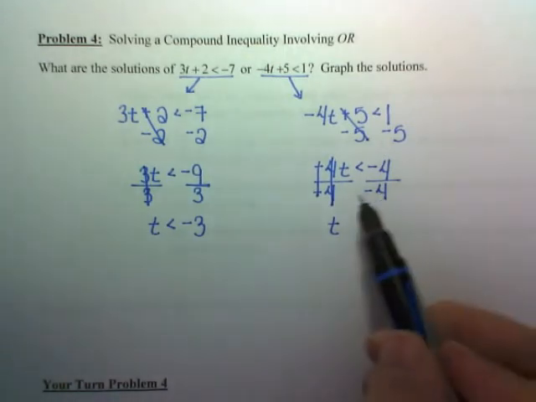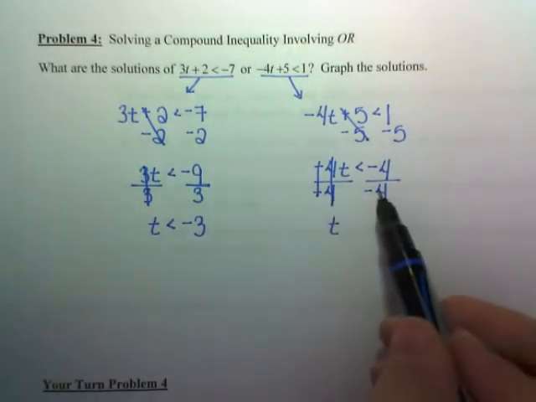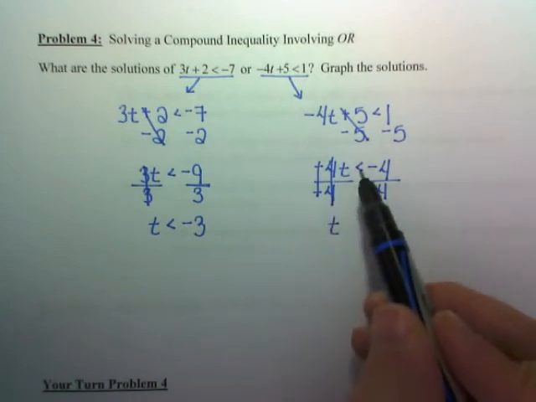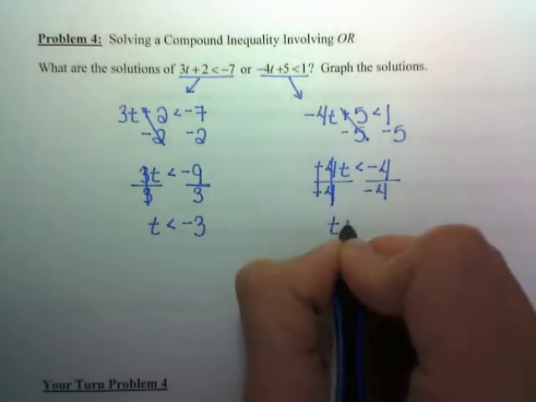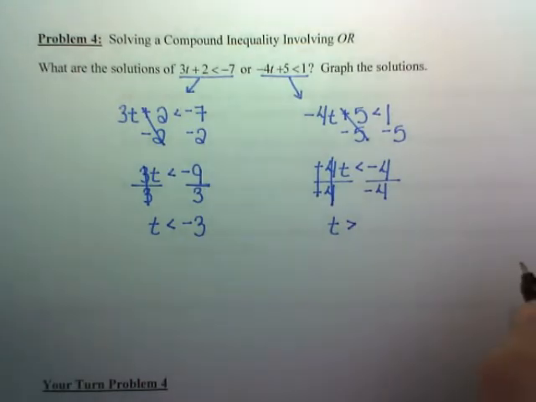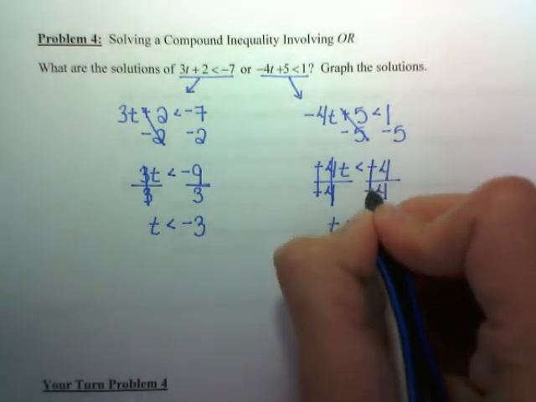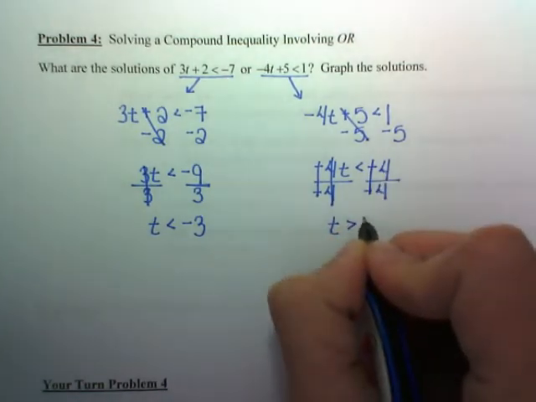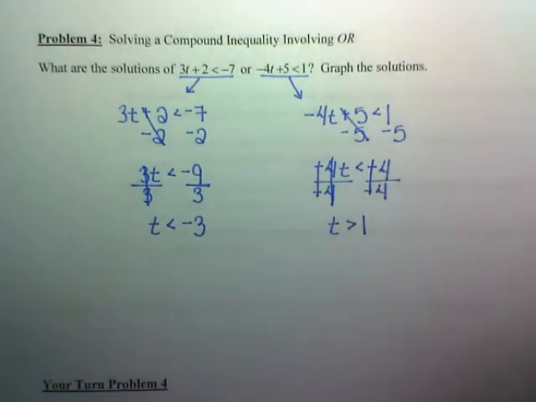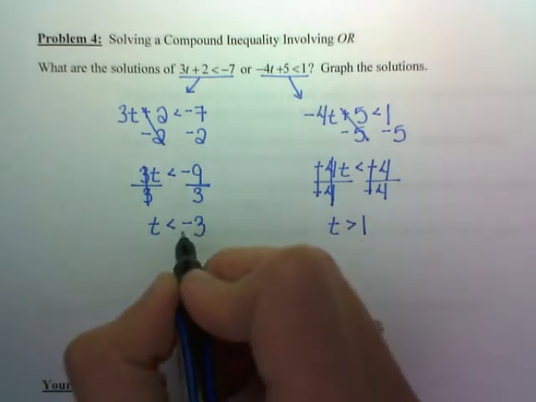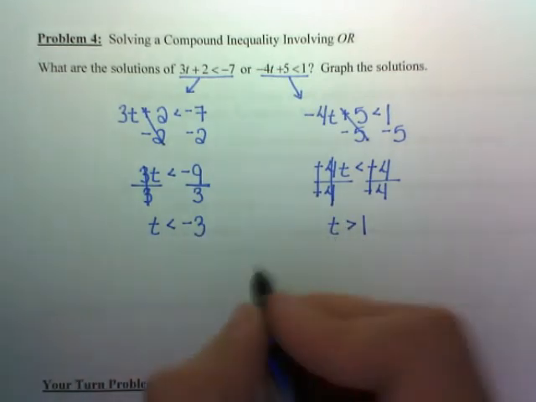But you should be on high alert here because this is negative and this is negative. I have divided both sides by negative, which means this inequality symbol has to flip. All right, and a negative divided by negative is a positive, and 4 divided by 4 is 1. So here are my 2 solutions: t less than negative 3, t greater than 1.